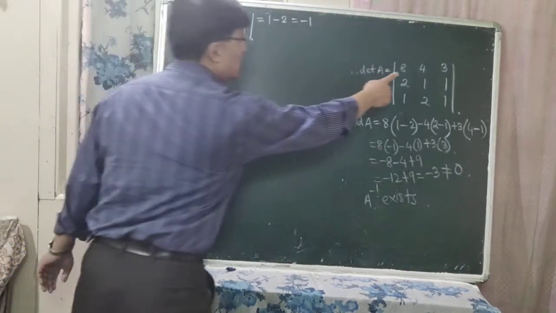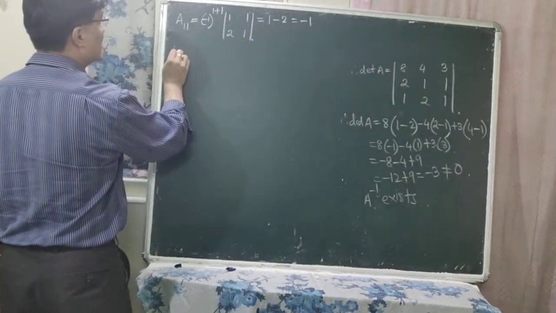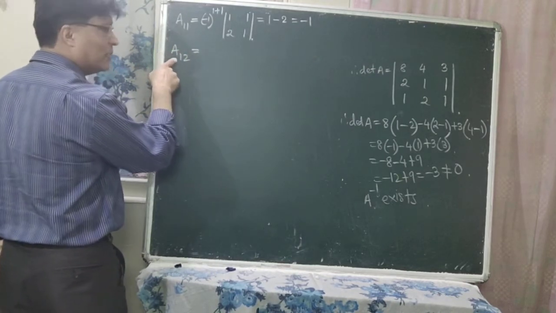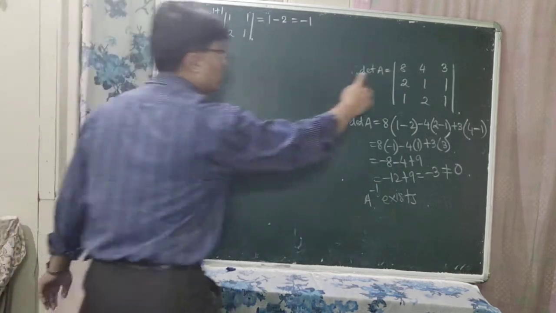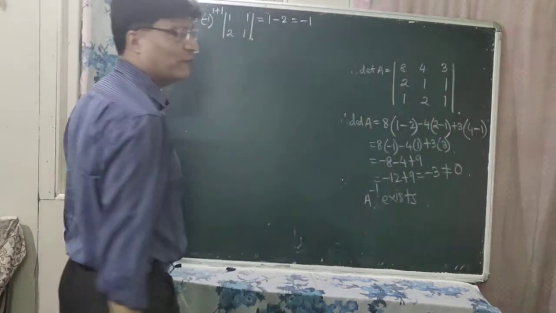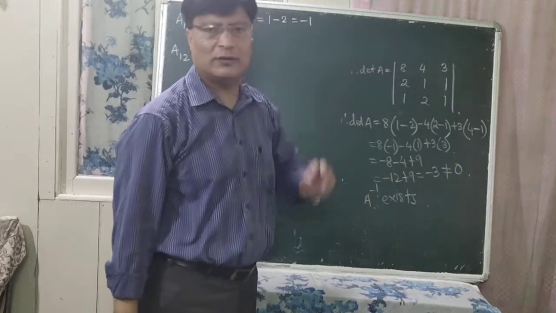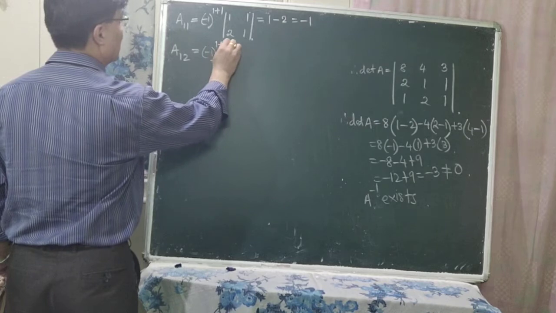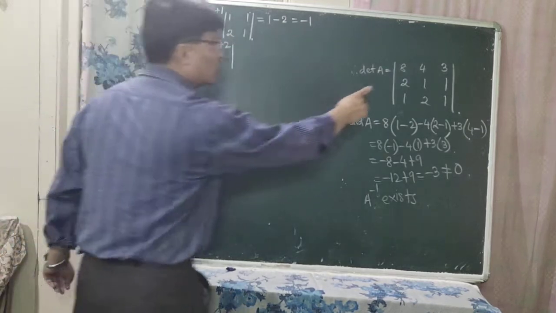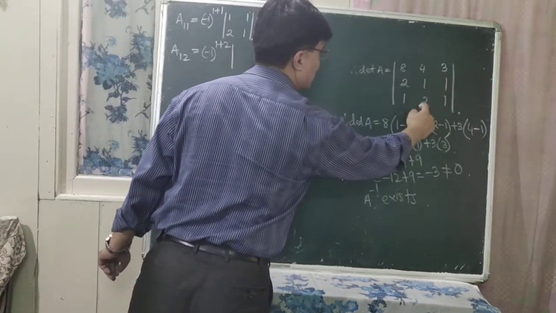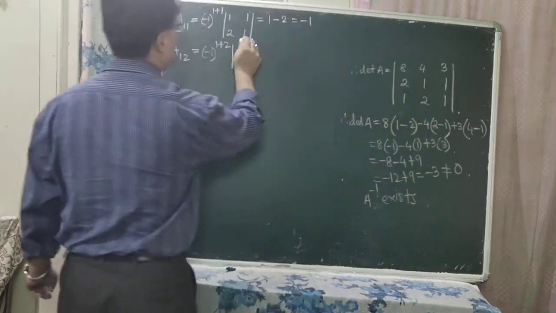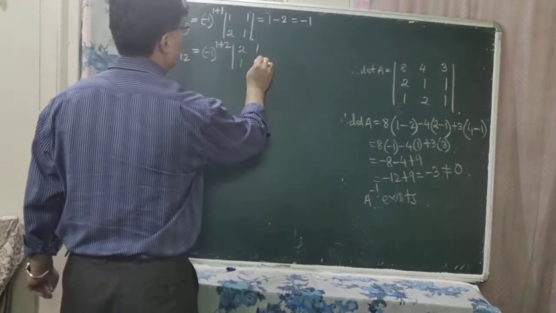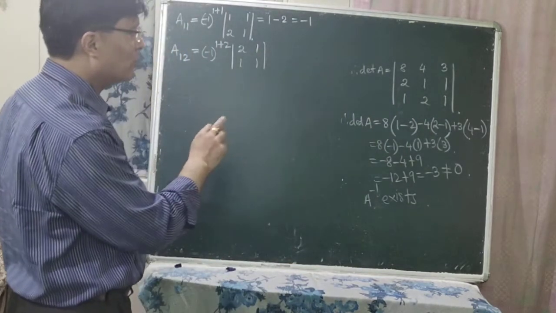Next, this fourth means A12, that is the cofactor of the element belonging to the first row and second column. That means 4. You have to find out the cofactor of 4, right? So how can you get it? Let us consider the sign minus 1 whole to the power 1 plus 2. Now delete the row and the column through the element 4. First row and second column are deleted. What remains? 2, 1, 1, 1. Is that correct?